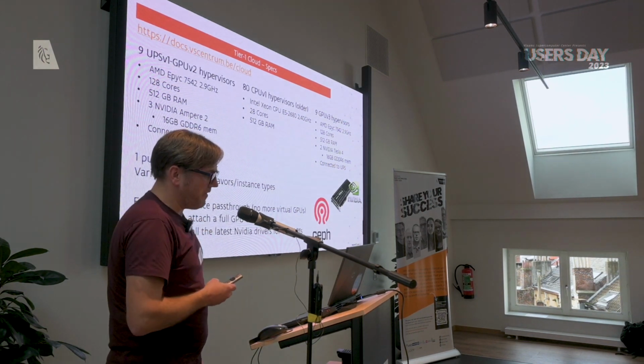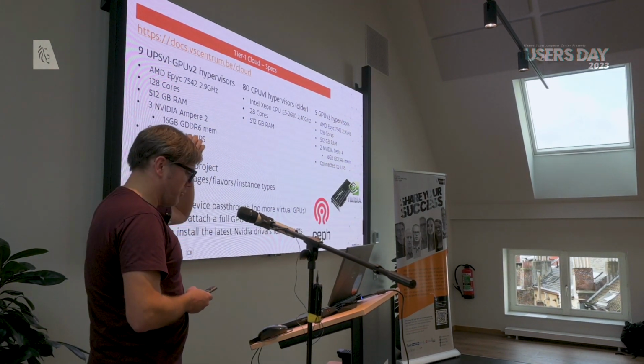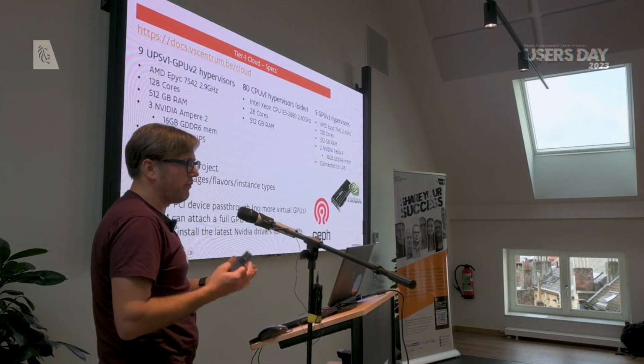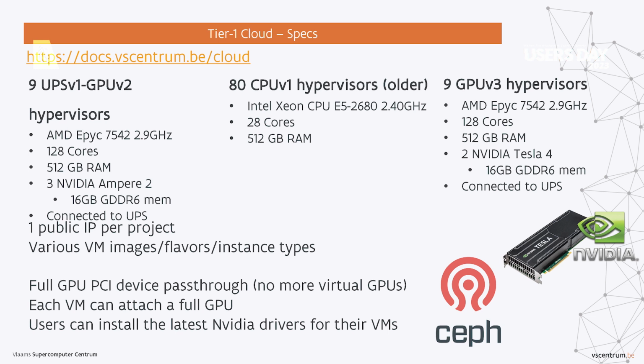Somewhat more gritty details, you can find the majority of stuff also at our website. So it's relatively small, it's only 9 UPS hypervisors, 80 CPU hypervisors, and 9 GPU hypervisors. Some are connected to an interruptible power source. There are GPUs inside. It's a limited number of CPU type cores, but anyhow, a lot of this hardware is virtualized anyhow, so to some extent it's being shared.